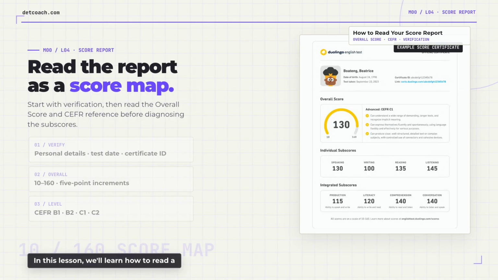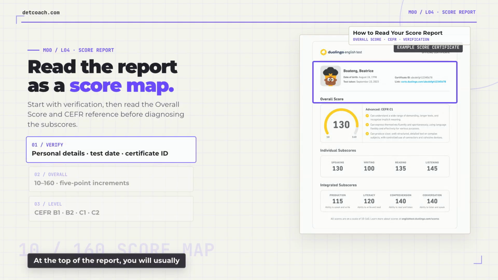In this lesson, we'll learn how to read a DET score report. At the top of the report, you will usually find your personal details, test date, certificate number, and verification information. Institutions can use this information to confirm that your results are authentic and valid.